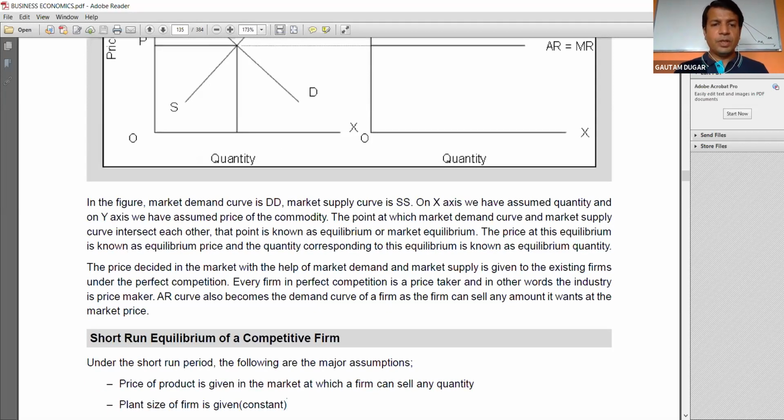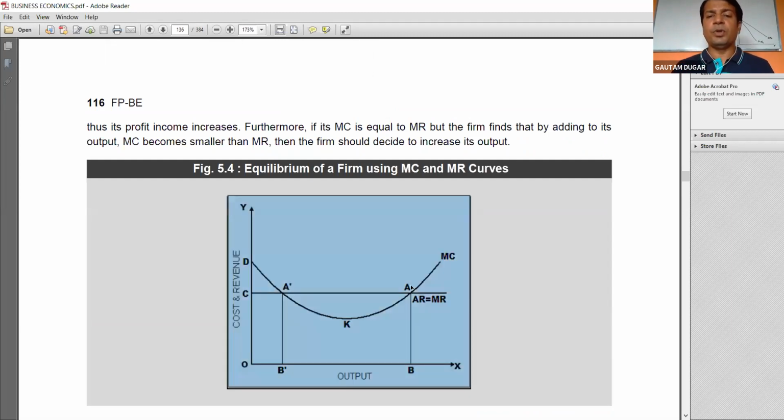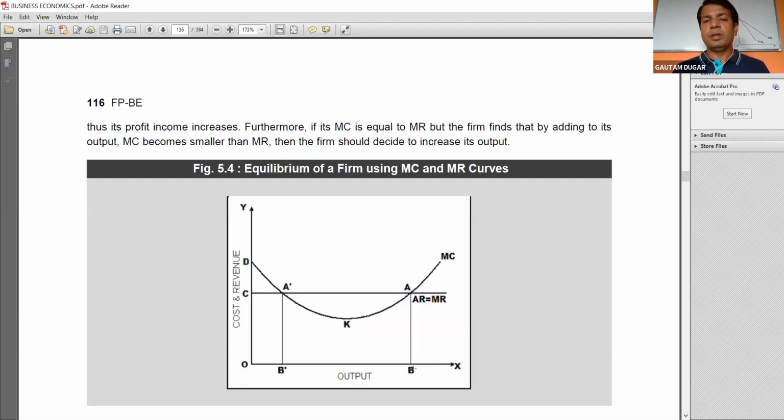Regarding short-term equilibrium, regarding the equilibrium point, we discussed that there should be two conditions. MR equals MC, the first order condition, like in the diagram before. AR, MR and MC are equal at 2 points, at this point A dash and at the second point A. But the equilibrium point will be this one, with output OB.